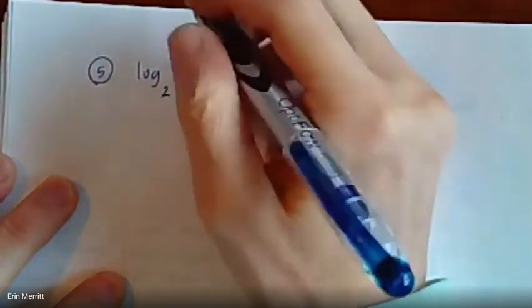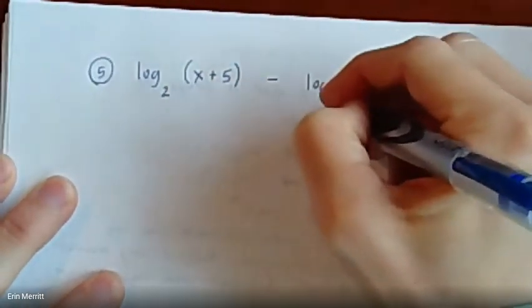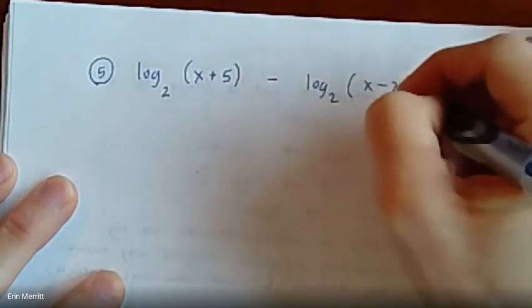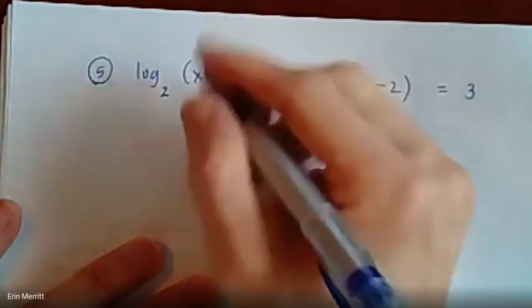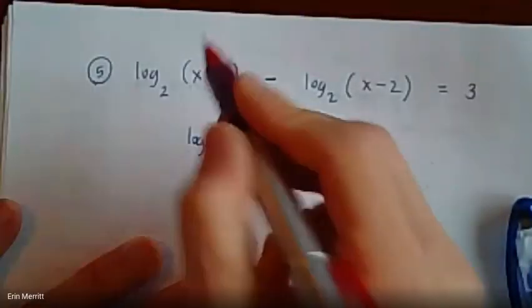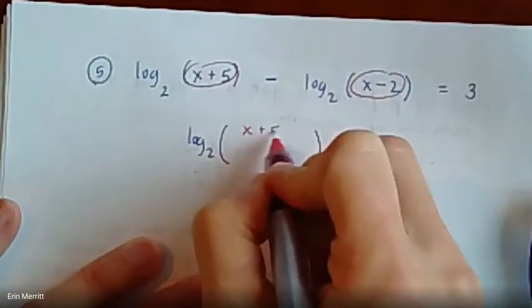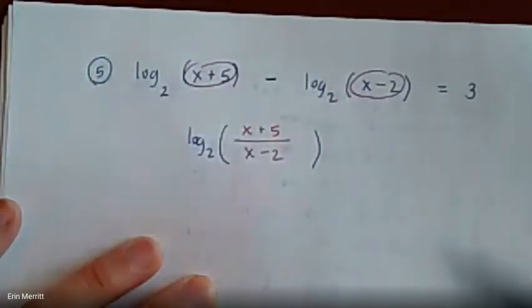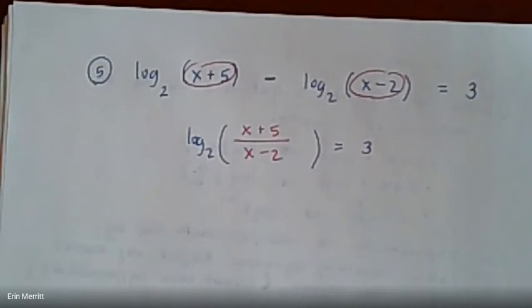For number 5, I'm going to give you log base 2 of x plus 5, and then minus log base 2 of x minus 2 equals 3. So they're split by subtraction, which means when we bring it back together as a single log, we're going with division. So make sure, left to right, it's this guy divided by this guy. So x plus 5 and then over x minus 2. This one is just like the last one. There is no log on the other side, but that's fine because now we know how to handle that.